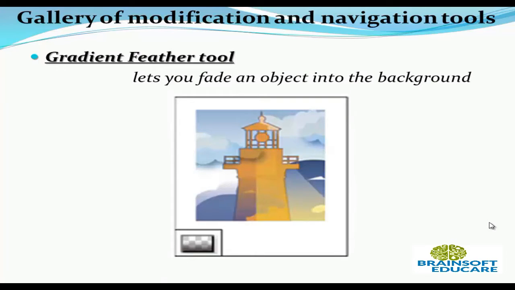Fourth, gradient feather tool. It is used to fade an object into the background. This is the example of the gradient feather tool, where we can fade an object into the background. This tool modifies our object.